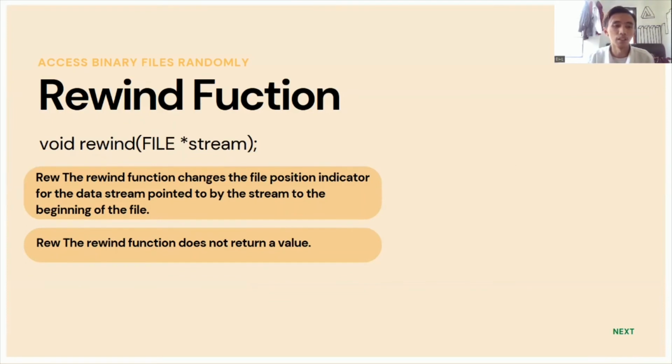The basic formula is void rewind(FILE *stream). The rewind function changes the file position indicator for the data stream pointed to by the stream to the beginning of the file, and the rewind function does not return a value.